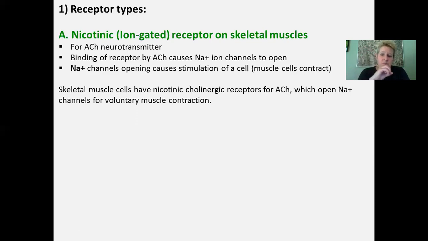Its motor nerve releases acetylcholine. Acetylcholine binds to nicotinic cholinergic receptors on those muscle cells. It opens up sodium every single time and it stimulates that muscle to contract. All right, so that's the physiology of how your muscles work. Now, that's a nicotinic receptor.